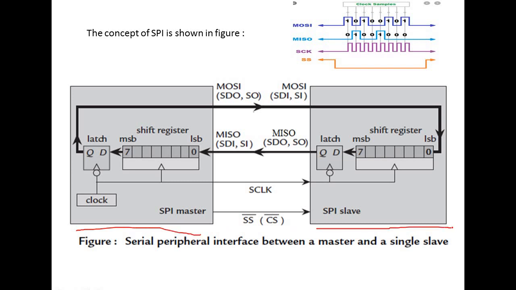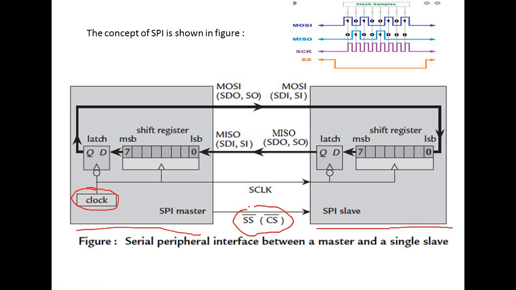The master provides the clock for both devices. Here the clock is provided by the master device and it will also provide a signal to select the slave with the help of the slave selection line.